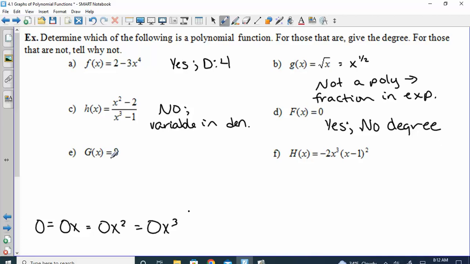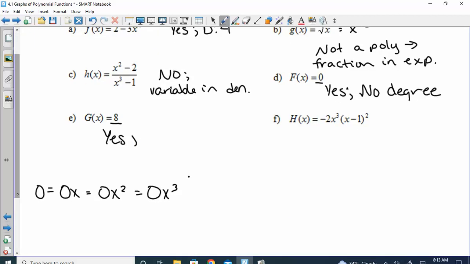Now E is similar. It's still just equal to a number, so we know that it is a polynomial. But the degree is a little bit different. 8, is that the same thing as 8x? No. What would this exponent have to be? 0, yes, because anything to the 0 power becomes 1. So this one is a degree of 0. Degree is like saying how many variables do you have. If you just have an 8, you have no x's with it. So the degree is 0.